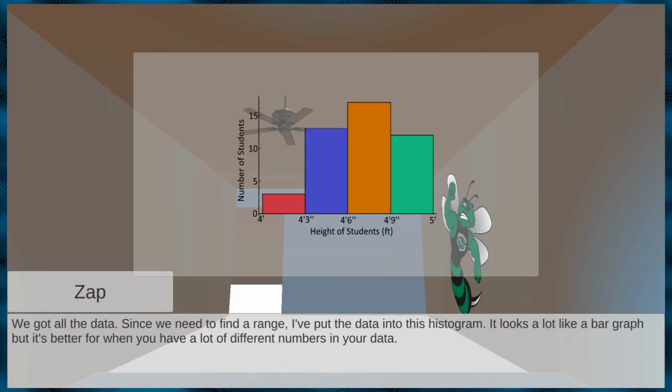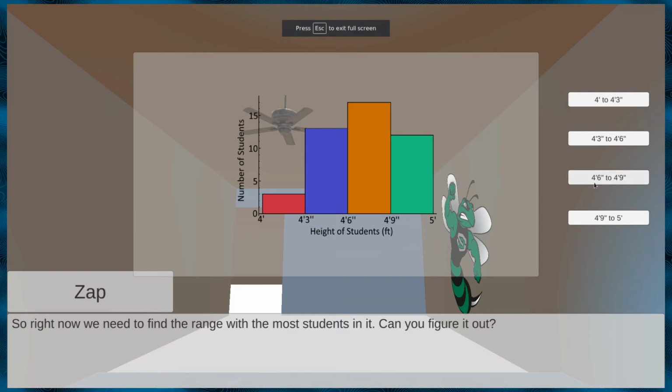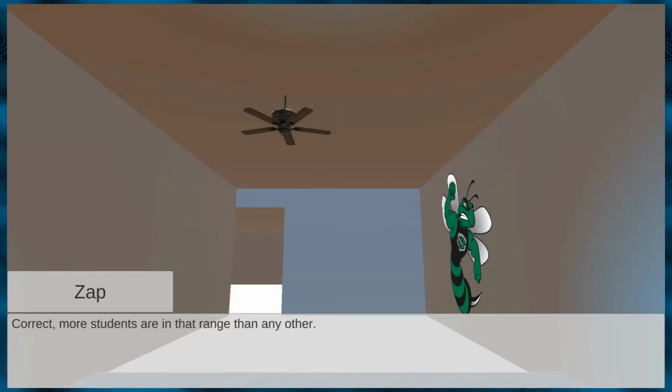We got the data. Since we need to find a range, I put the data into this histogram. It looks like a bar graph, but it's better for when you have a lot of different numbers in your data. So right now we need to find a range with the most students in it. Can you figure it out? Correct. More students are in that range than any other.